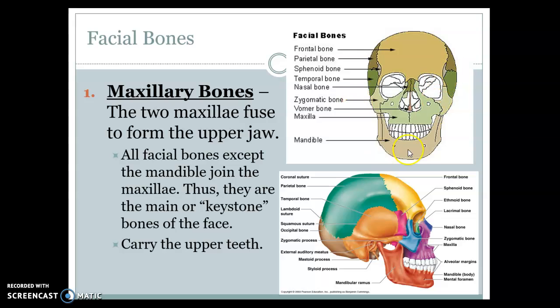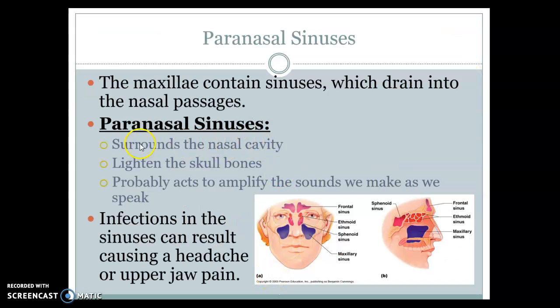That's what the maxilla is, like that keystone. And the concept behind the keystone is, if you pull that out, it makes the entire thing crumble. So basically this maxilla right here is what holds everything together. That's why it's called the keystone of the face. It contains sinuses. Inside your face you have sinuses. You guys are probably aware of this, and some of you may have issues with your sinuses, especially around allergy season and stuff like that.